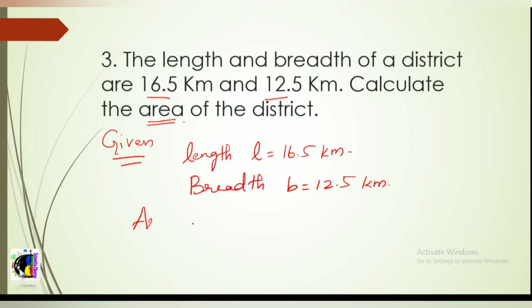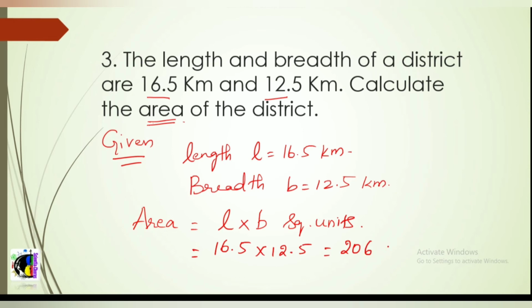So area will be equal to length into breadth square units. So is equal to, what is the length? It's a very simple direct one, 16.5 into 12.5. If you multiply this, you'll be getting the answer as 206.25 kilometer square. Okay, how do we get this kilometer square here?